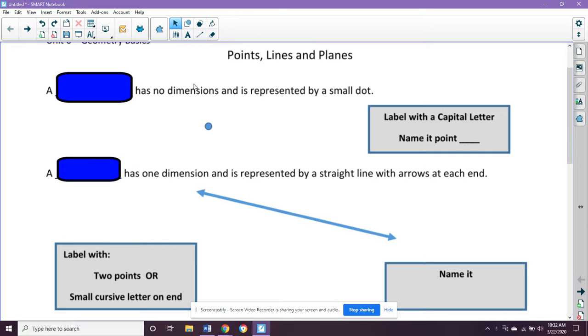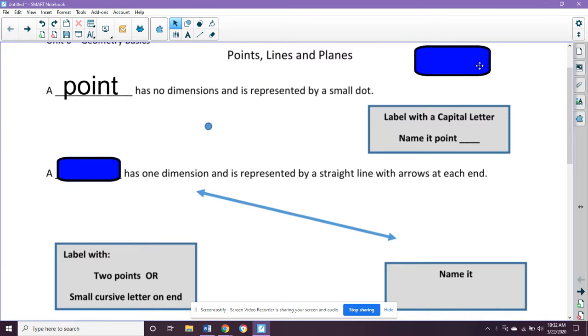Today we are starting a new unit on geometry. So today we're looking at points, lines, and planes. So we're going to start off with some definitions. A point has no dimensions and is represented by a small dot.